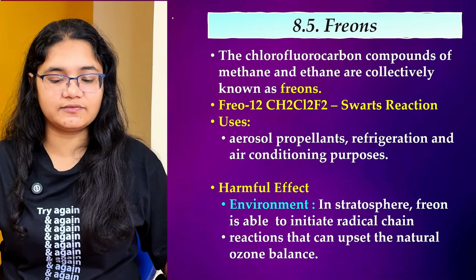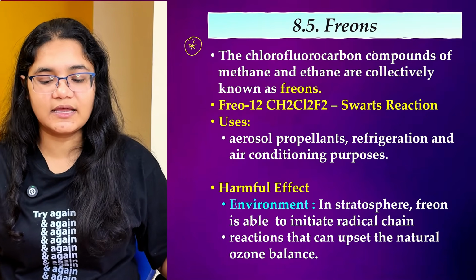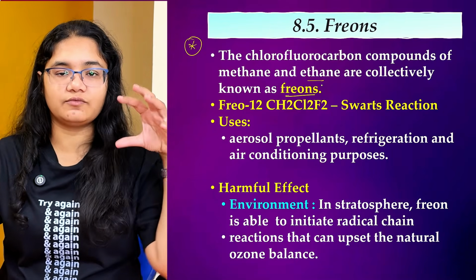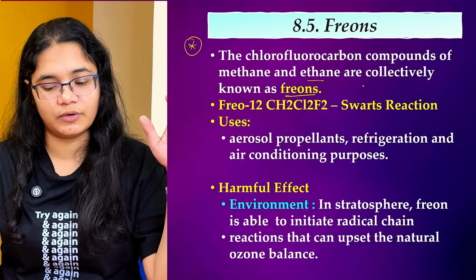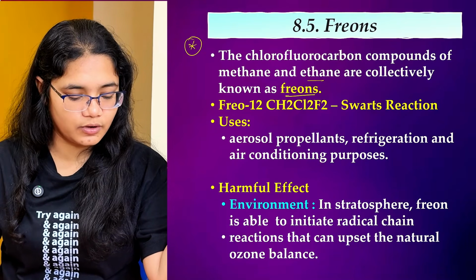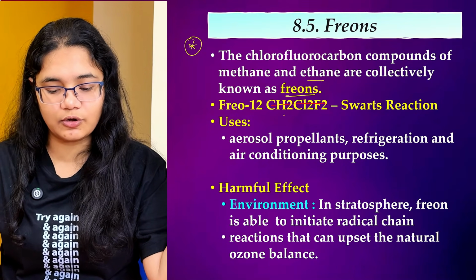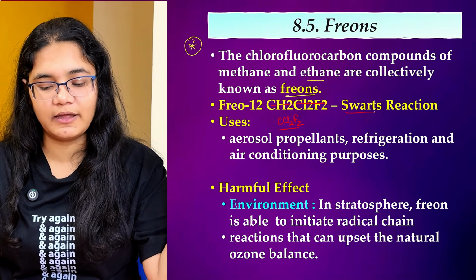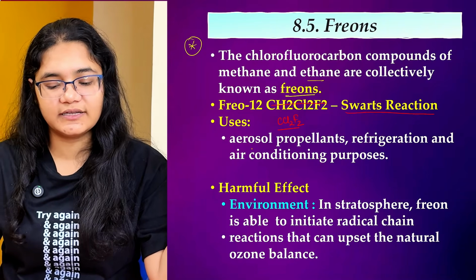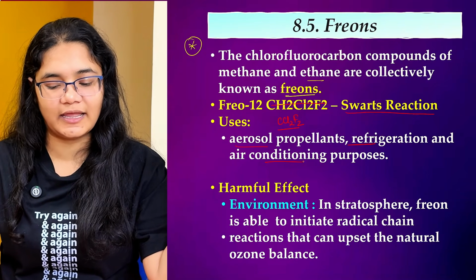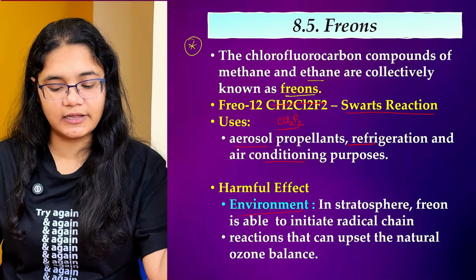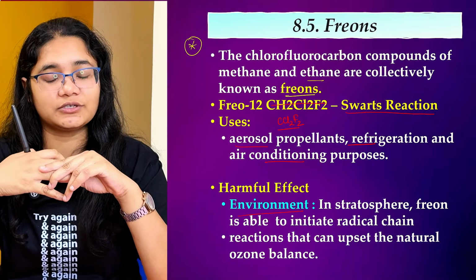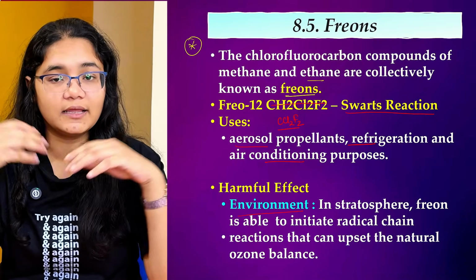Okay. Next, this is very important from exam point of view: freons. The chlorofluorocarbons of methane and ethane are called freons. When a compound has chlorine as well as fluorine, then we call it a chlorofluorocarbon. Okay, so here there's a small mistake. Freon 12 is CCl2F2. You have chlorine and fluorine, and it is prepared by using the Swarts reaction. What are its uses? Aerosol, refrigeration, air conditioning. And harmful effect, you might have studied definitely: these chlorofluorocarbons are the main source of ozone depletion and can cause global warming in the long run.